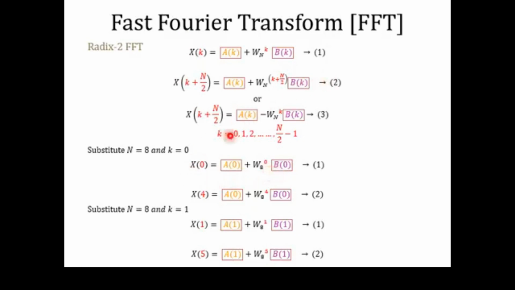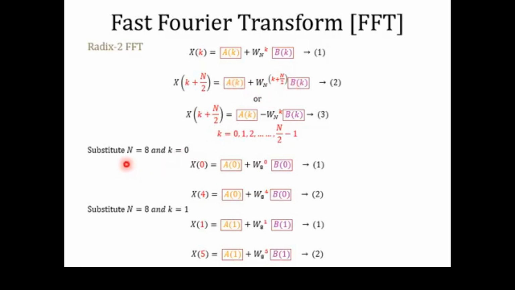Similarly, this equation 2 will become x of 4 equal to a of 0 plus W84 times b of 0. Now, just focus on these two equations. In these equations, we are using a of 0 and b of 0. And what is a of 0 and b of 0? A of 0, as I just mentioned earlier, a of k represents the first n by 2 point DFT and b of k represents the second n by 2 point DFT.